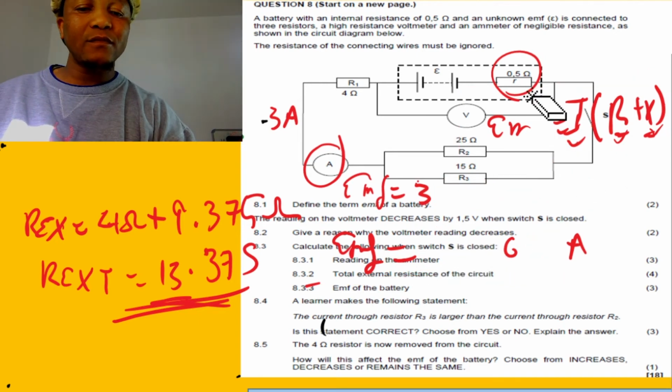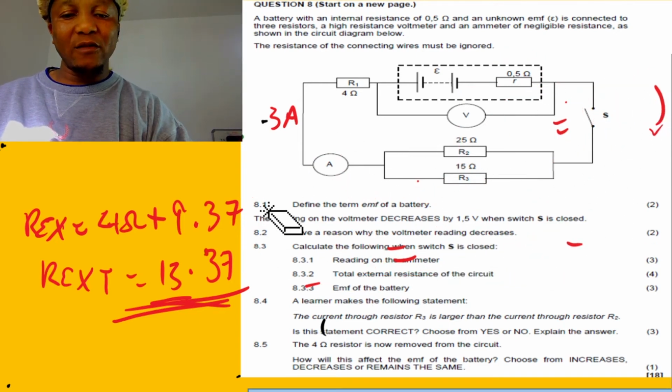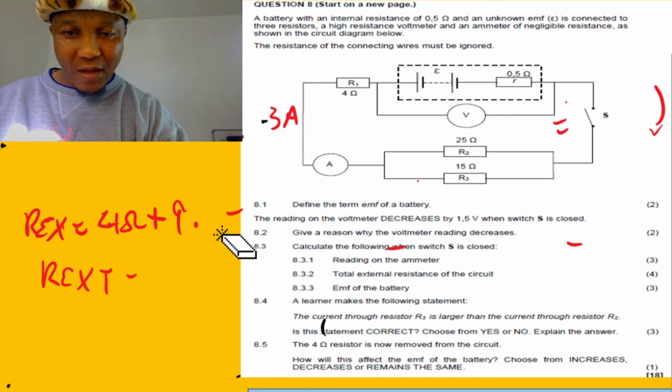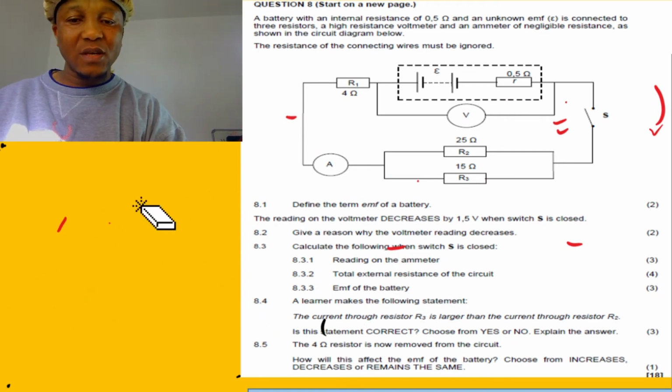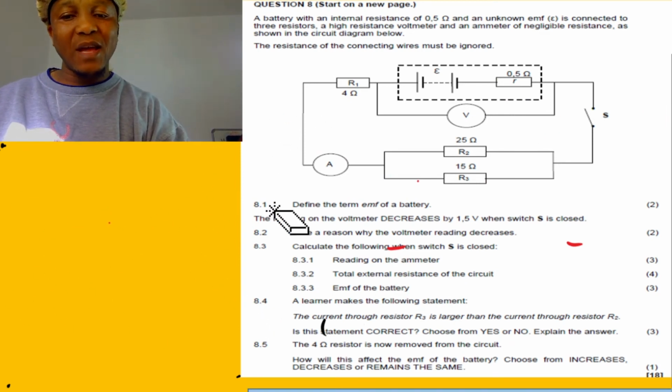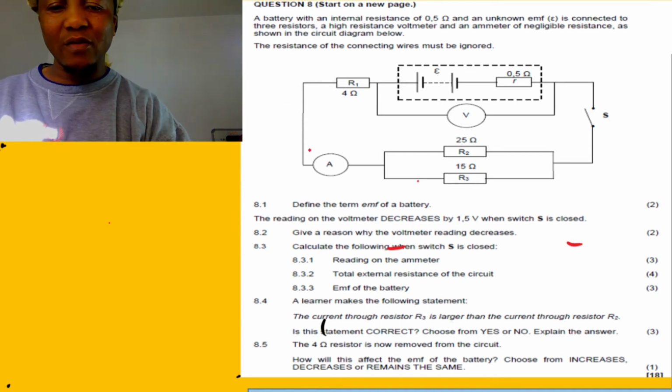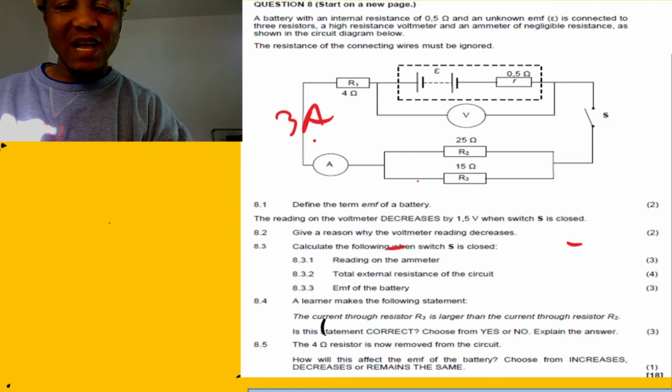Now, we want to go to question number 8.4. So let me explain to you something. 8.4. Okay, so this 3 ampere, right? We know if this current comes here all the way, when it comes here, it's going to split. Someone's going to come here, someone's going to come here.